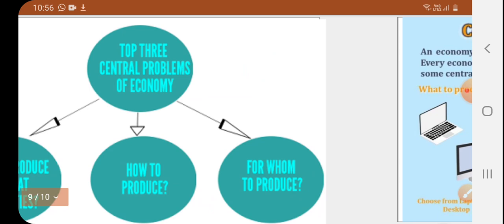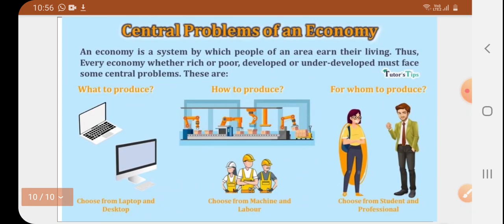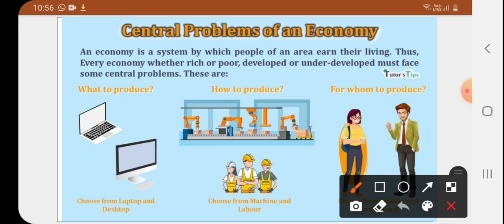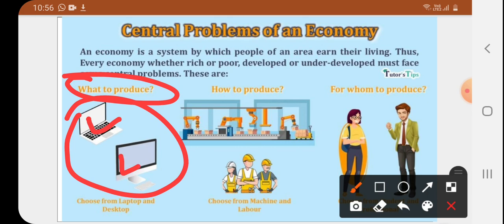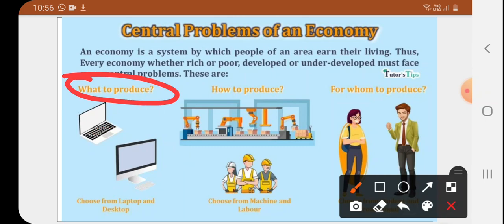So understand it. An economy is a system by which people of an area earn their living. Thus, every economy, whether rich or poor, developed or underdeveloped, must face some central problems. First is what to produce. What to produce means choose from laptop and desktop. Example, whether desktop or laptop. So choice of the material.